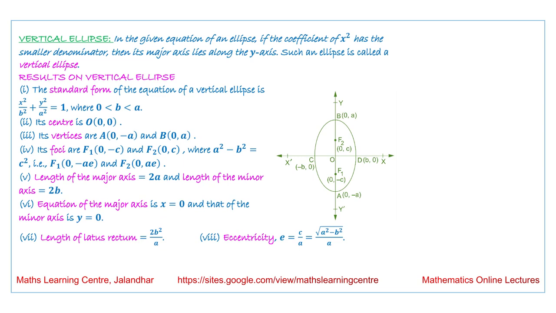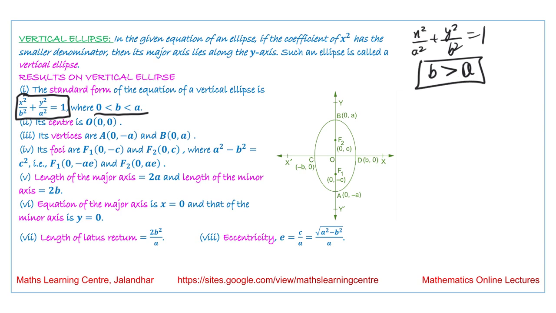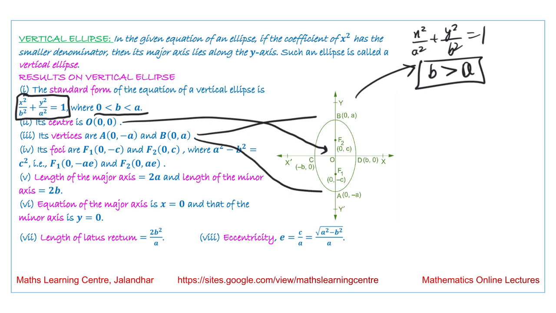Similarly, if we are talking about the vertical ellipse, the equation will be x square over b square plus y square over a square is equal to 1, where 0 is less than b is less than a. Or if we write x square over a square plus y square over b square is equal to 1 with b greater than a, then that will be a vertical ellipse. The center is 0, 0. Vertices are now these two points, because this is the major axis now. This is the major axis, this is the minor axis.